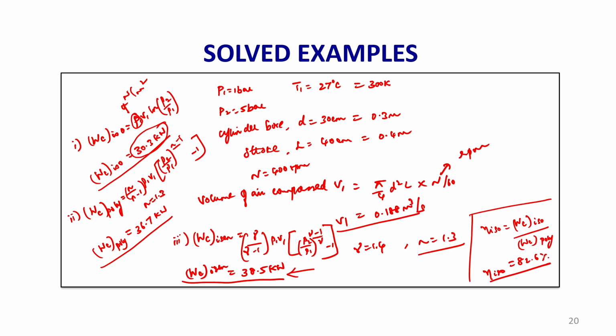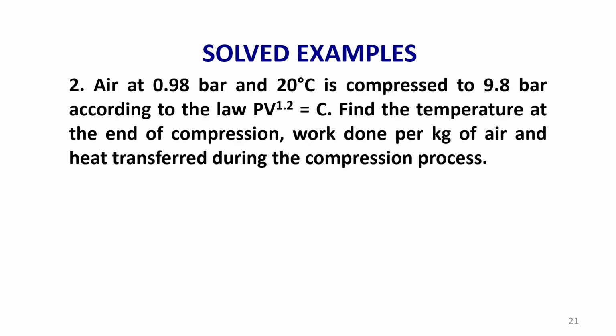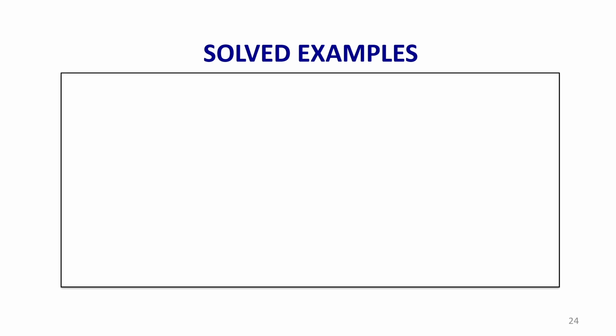So, it is a very simple numerical question. Let us solve one more problem before we wind up. Air at a pressure of 0.98 bar and 20 degree centigrade is compressed to a pressure of 9.8 bar. So, P1 is equal to 0.98 bar, P2 is equal to 9.8 bar.